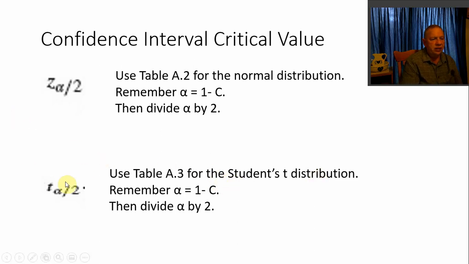A.3, if it says to do t alpha over 2 in our margin of error formula, we still do our alpha, 1 minus C, divide alpha by 2, but that t is also going to use our degrees of freedom, which is n minus 1. It requires that when we work through it.